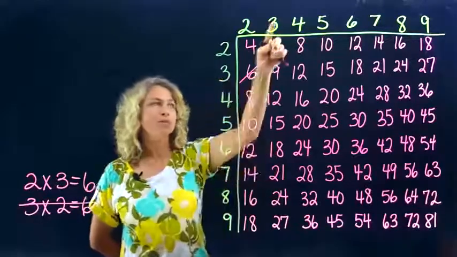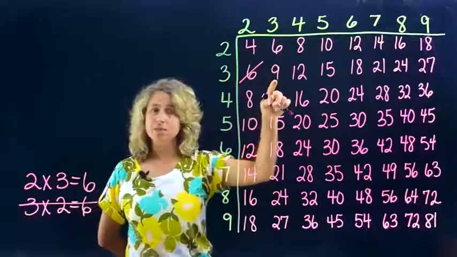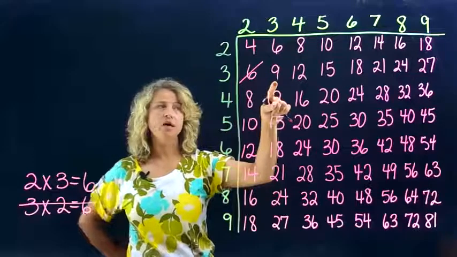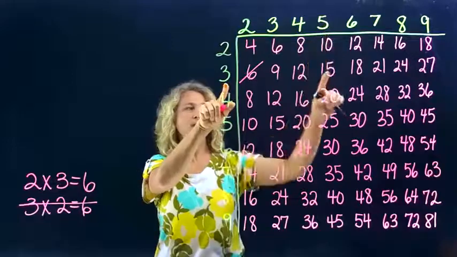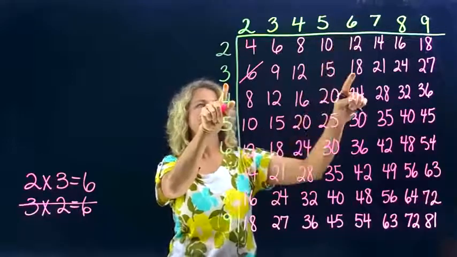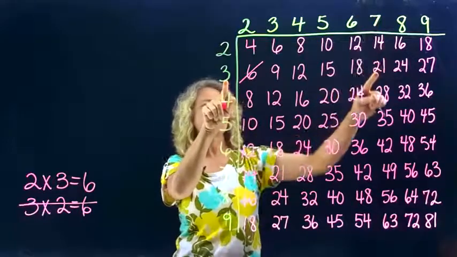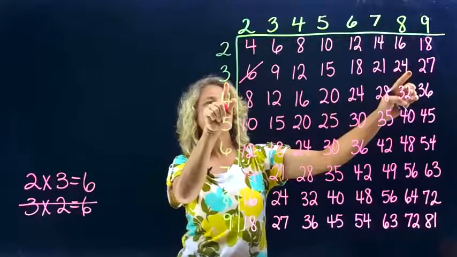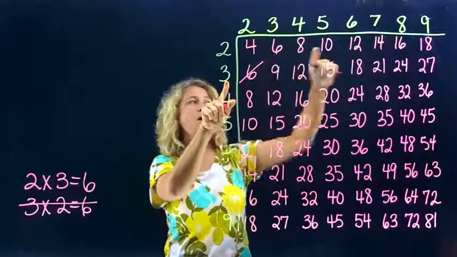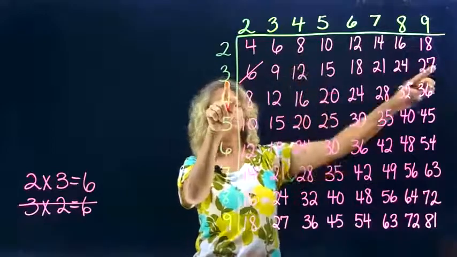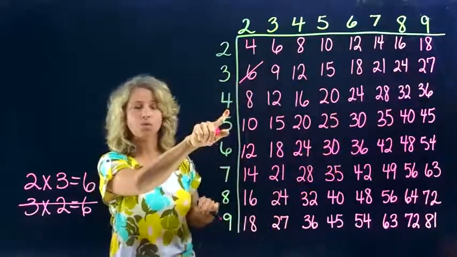Now, 3 times 3. Have we mentioned 3 times 3 yet? No, so we'll need to know that fact. 3 times 4 is 12, 3 times 5 is 15, 3 times 6 is 18, 3 times 7 is 21, 3 times 8 is 24, and 3 times 9 is 27. We'll need to know all of these facts. Let's move down to the 4s.